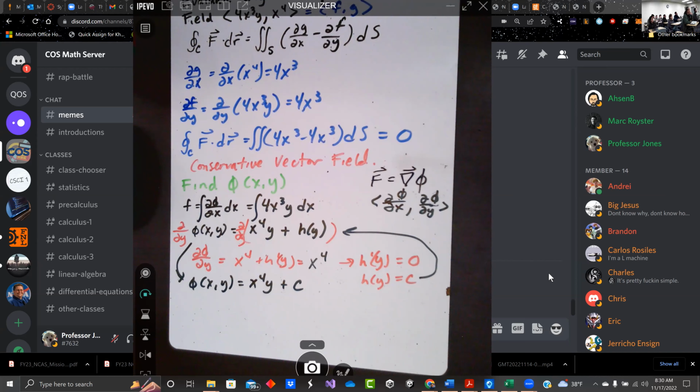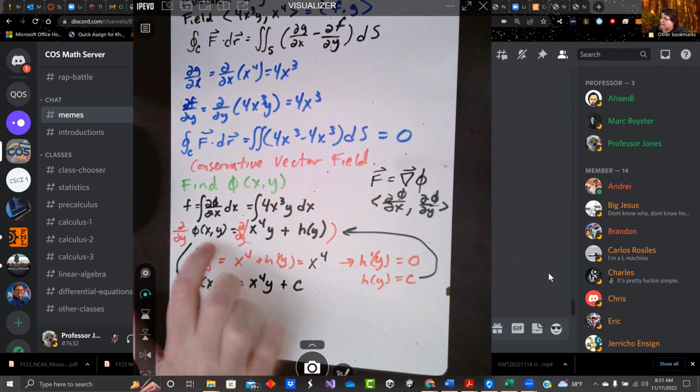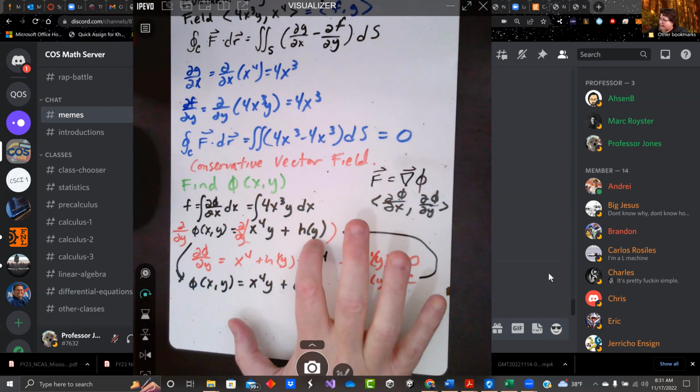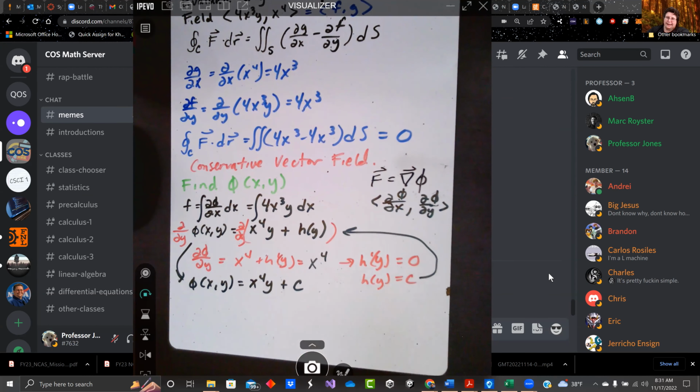That last constant, is it a constant in terms of y, or is it just a constant? It's a constant, period. H of y was only a function of y. We've already dealt with x. It was only going to be a function of y, and we found that its derivative with respect to y was 0. So there's no y in it. So it's just a constant number. It's a value. There's no variable in it.